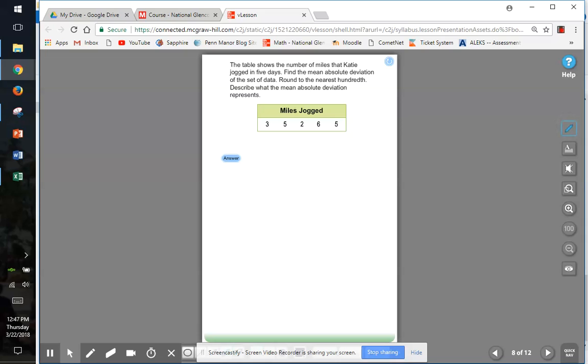Step one in finding mean average deviation. Step one, I'm going to take these numbers. I don't need to put them in order because I'm going to find the mean of this set. And if you recall, when we find the mean of a set, we simply add all the numbers in the set together. So that's step one. That comes out to 21.